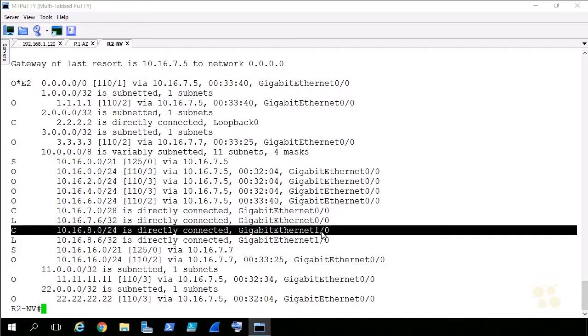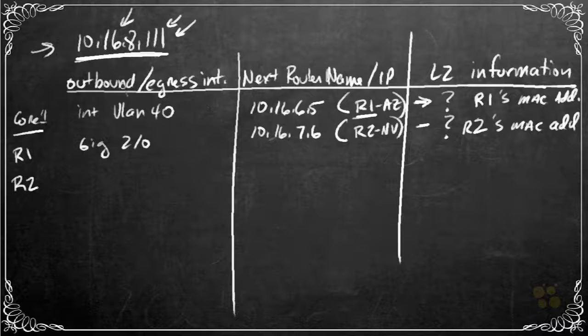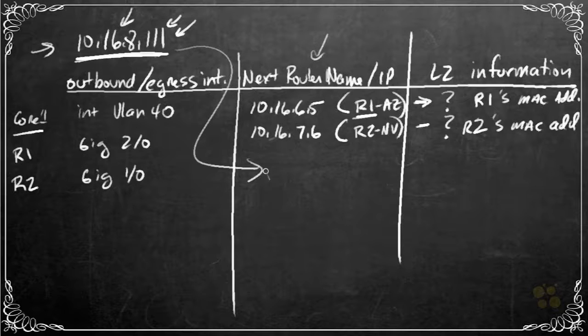So let's go back to the table and confirm what this router is going to do now that it has a packet that needs to be delivered to a device on a directly connected network. So on R2, its egress or outbound interface is gig 1/0 based on the directly connected network in the routing table. The next hop is not going to another router. In this case, because R2 is directly connected, it's going to this bad boy right here. It's going to 10.16.8.111.